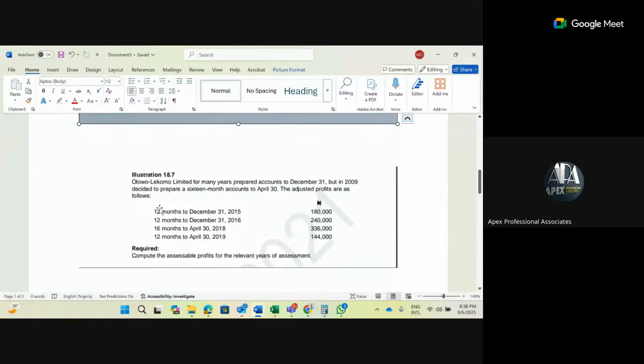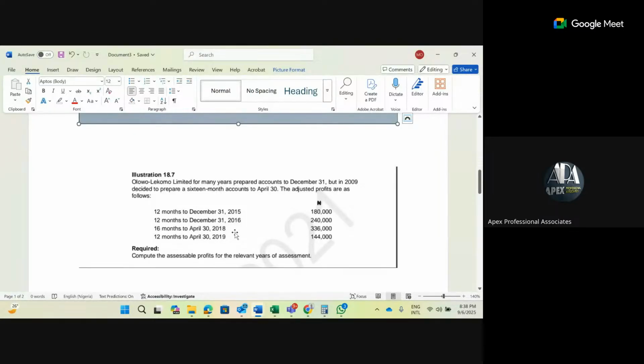Look at this illustration that we have from the study pack very well. You can see that the first profit that they gave to us, they said 12 months to December 31, 2015. The next one is December 31, 2016. Normally, what are you supposed to see next? December 31, 2017. But what you are seeing is not December 31, 2017. What you are seeing next is a different year end, which they call 16 months to April 30, 2018.